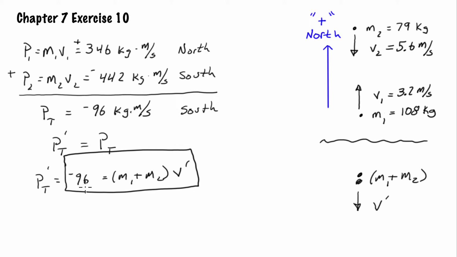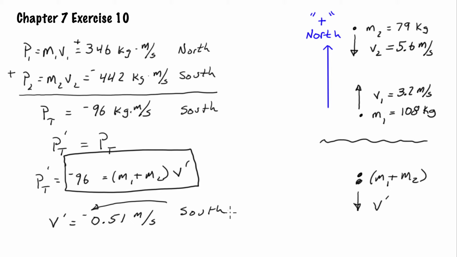So you can solve this little equation here for what their speed is afterwards. You just have to divide 96 by the sum of their two masses. So the speed the two players are moving after the collision is 96, that's their momentum, divided by the sum of their masses because they're stuck together. And if you do that, you end up with minus 0.51, according to my calculations. And then the kilograms would divide out and leave you with meters per second. So what's the meaning of this minus sign, again, to reiterate? It means that they're both moving together to the south.